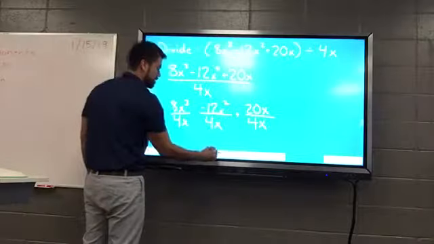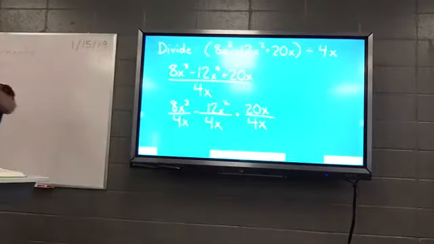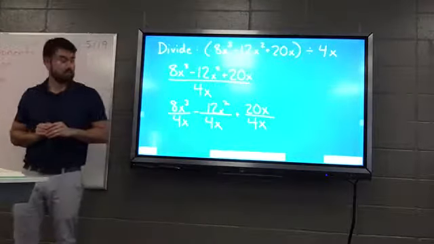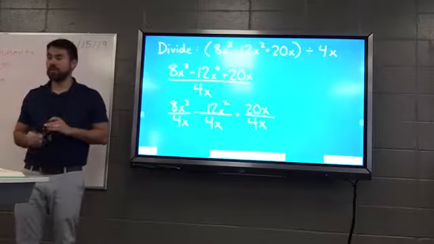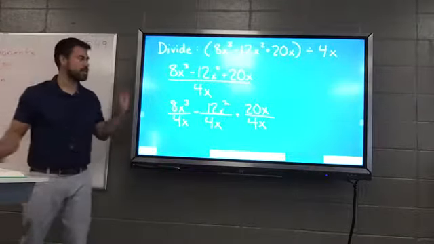I'm going to change this just a little bit. That's all I did. I broke it into 3 fractions. Yes? Does the 20x over 4x, does the x cancel out? It will. We're going to get to that. Yes, they do cancel out.